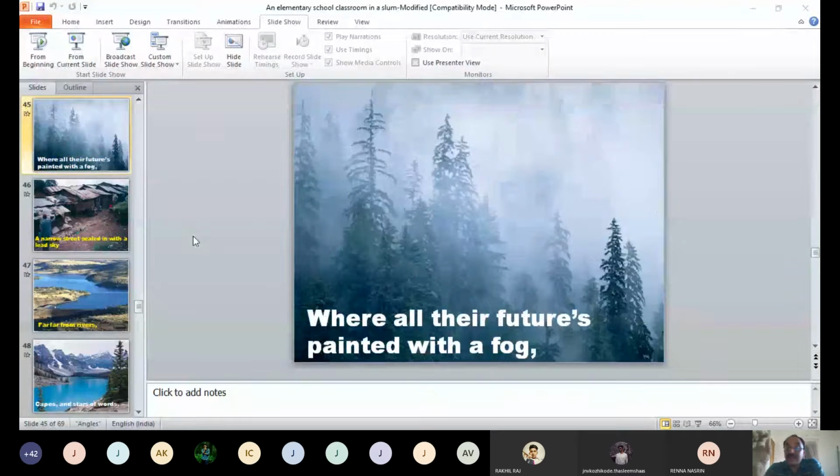not only that their future is painted with the fog, what else is there? You can see here, a narrow street sealed in with the lead sky. The area where they are living, you see, is a narrow street. The streets are very narrow, not wide. Narrow ways and pathways, sealed in with, they have been covered with the lead sky. Above their head, they have got a lead sky.